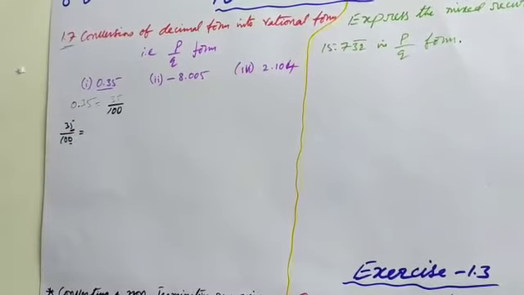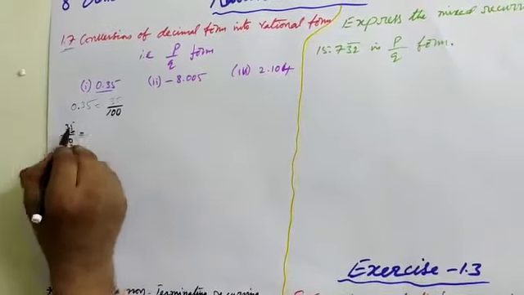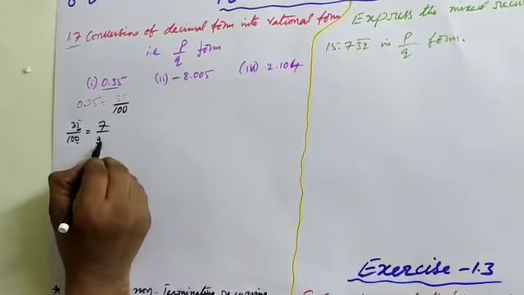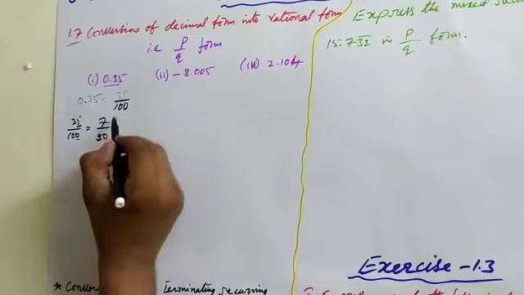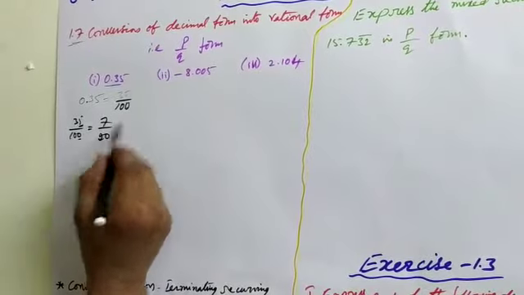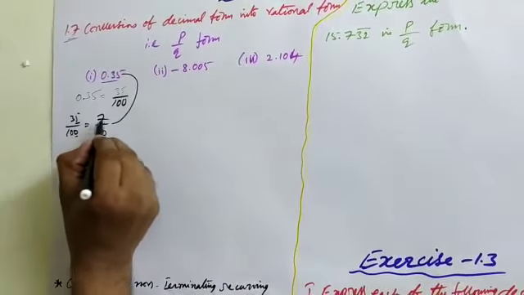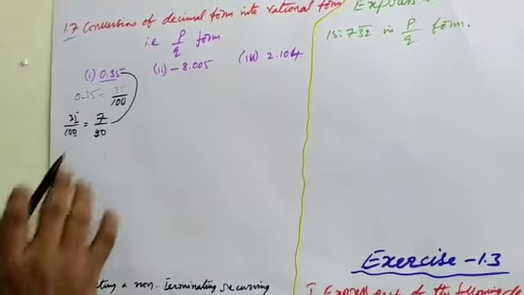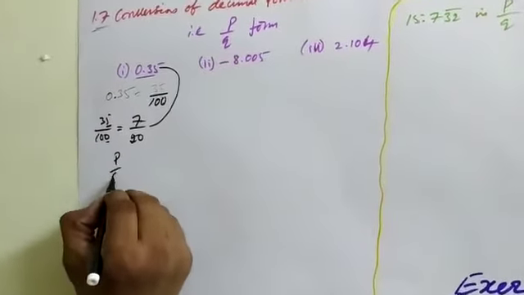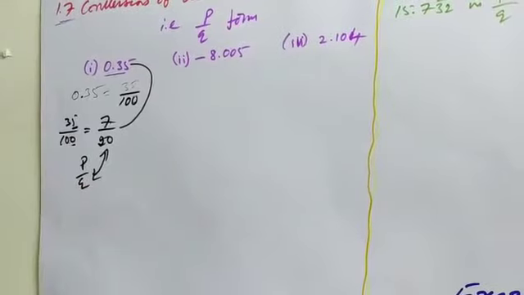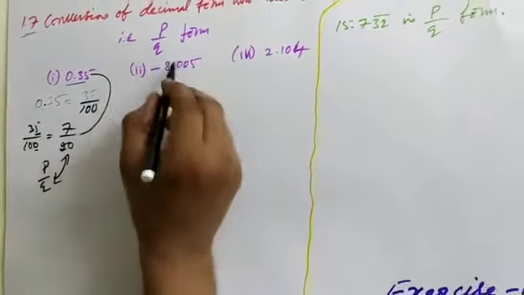Both numbers are divisible by 5. 5 sevens are 35, 5 twenties are 100. Now 7 is a prime number and 20 is an even number, so no cancellation. The standard form of 35/100 is 7 by 20. This is in P by Q form. Next, go to C.